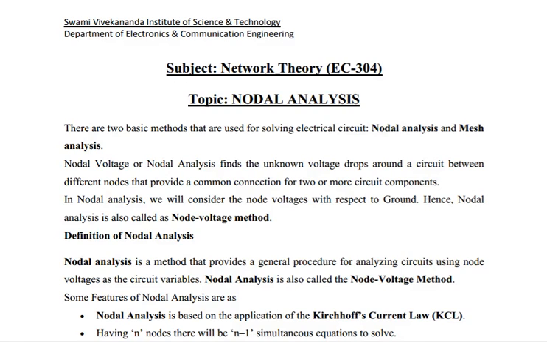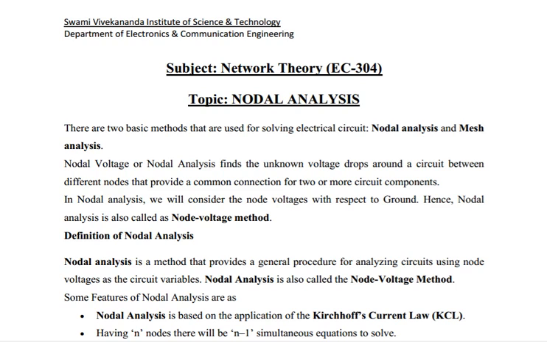This is my fourth lecture on network theory and today's topic is nodal analysis. In the last three lectures we discussed the basics of network circuit theory and basic laws, that is Ohm's law, KCL, KVL, voltage divider rule, current divider rule. Today we will discuss nodal analysis, one of the basic methods through which we can solve electrical circuits.